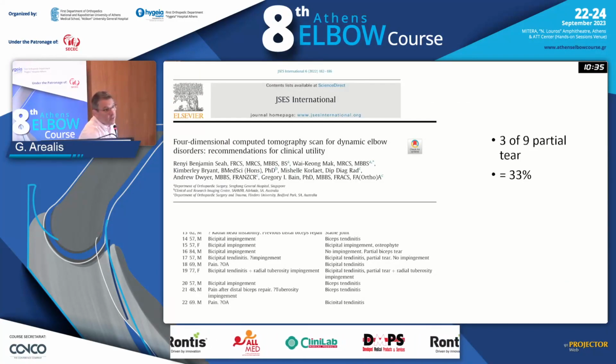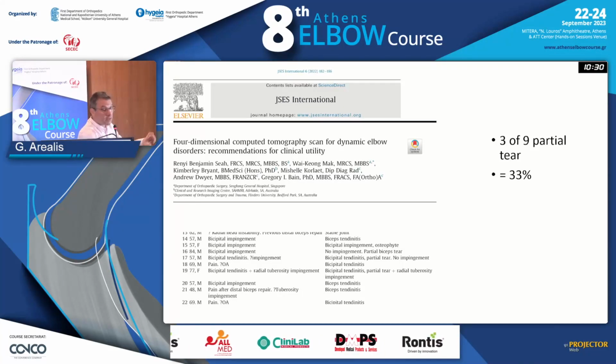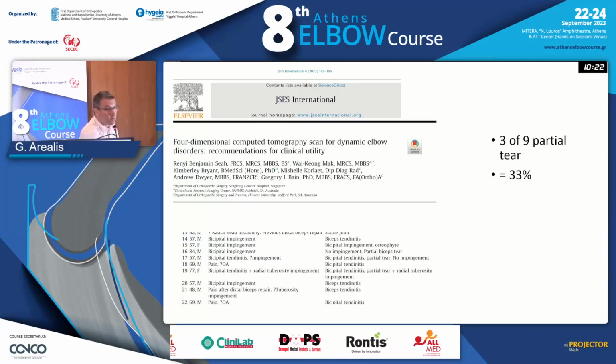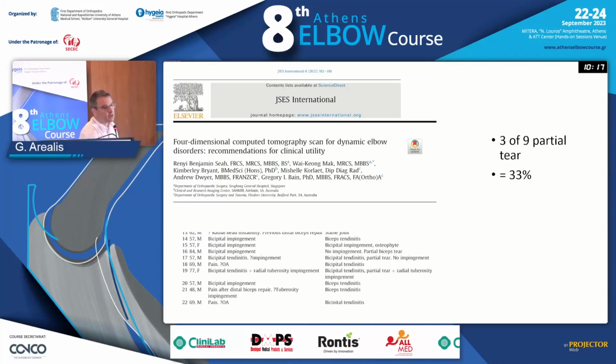And with the advent of 4D CT, you can increase the accuracy of the radiology diagnostic methods a little bit. So in this paper, you had a 33% increase in diagnosing partial tears from other diagnoses like tendonitis or arthritis in the area.